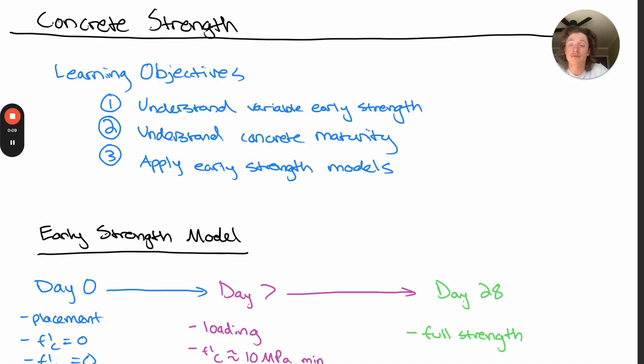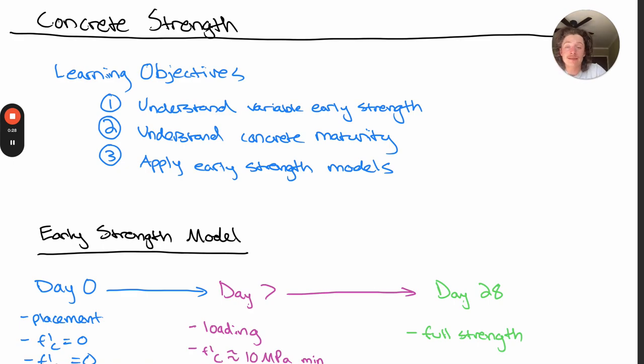The learning objectives for this section are to, first, be able to understand that concrete will have variable compressive strength in its early placement. Second, understand the relevance of concrete maturity. And third, apply a concrete early strength model to aid in the construction analysis process.